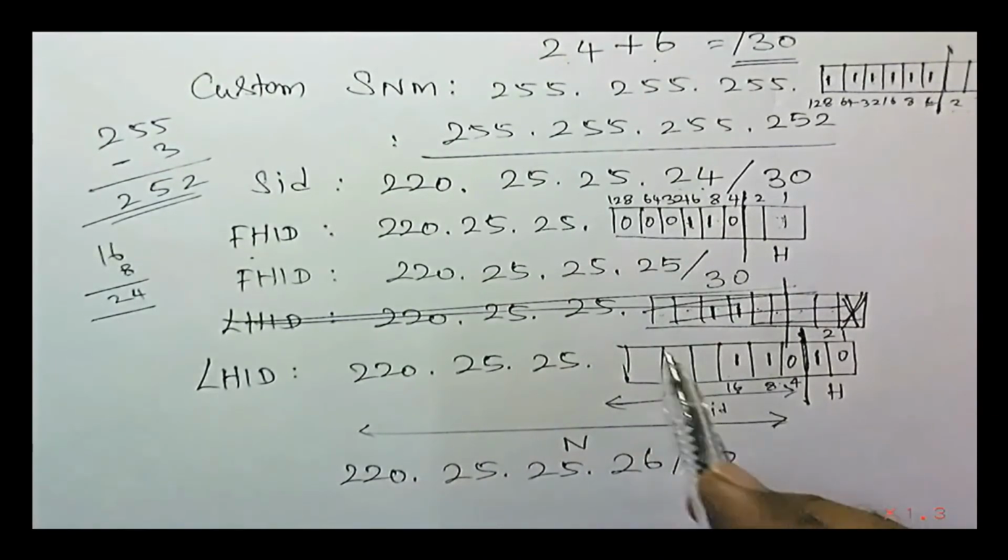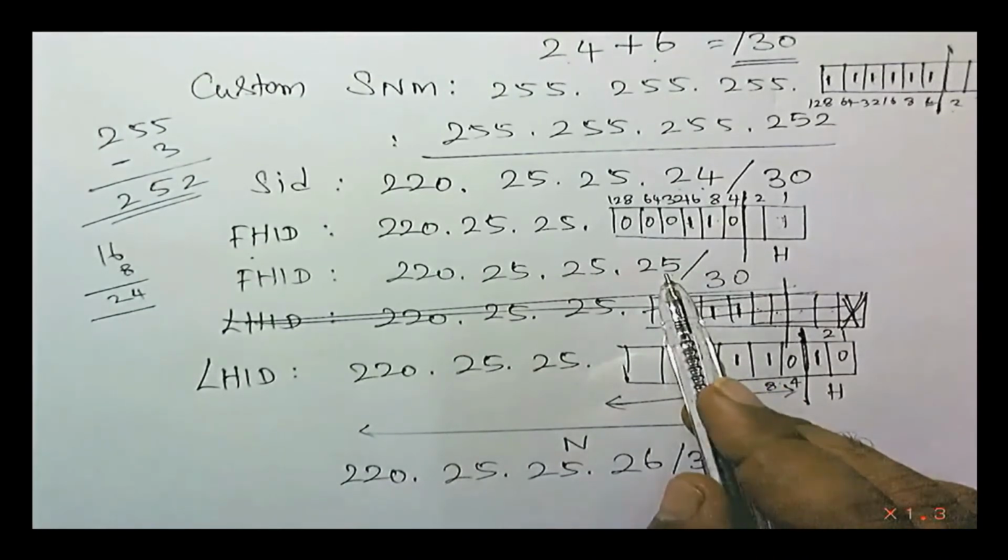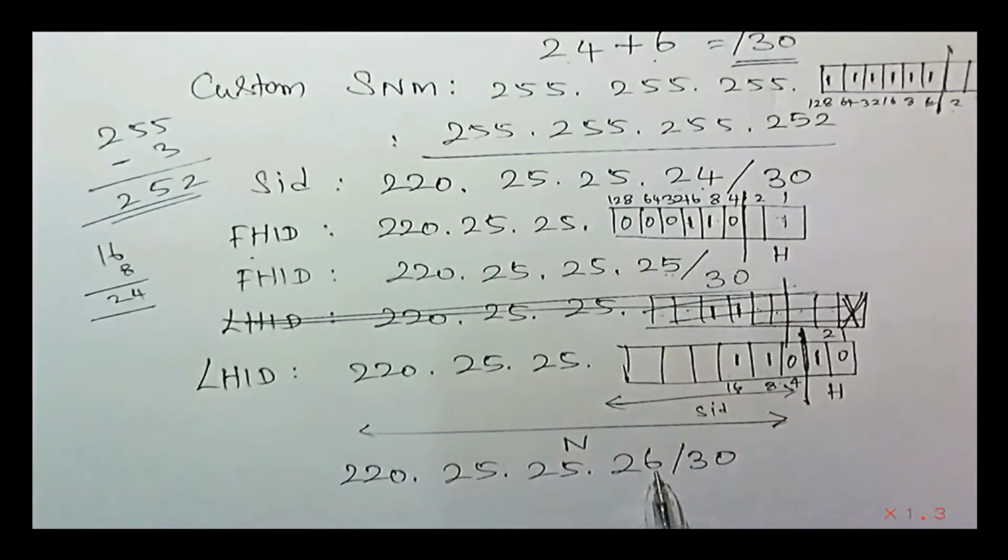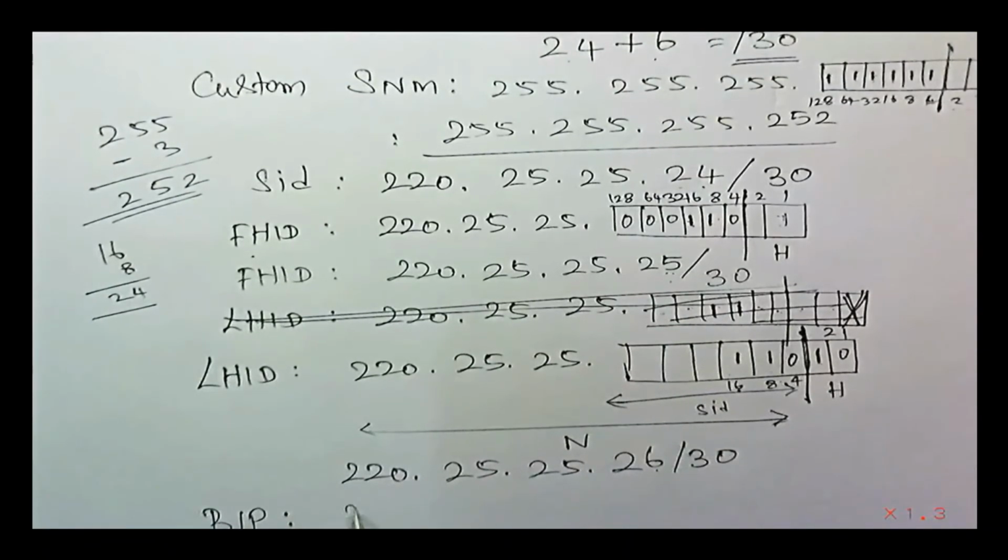So the first host ID is 25 and the last host ID is 26. How many valid hosts do you need? Only 2 valid IP addresses, so this is going to be 25 and 26. Then what is the broadcast IP address? This plus 1, so 220.25.25.27. So this is going to be your broadcast IP address.